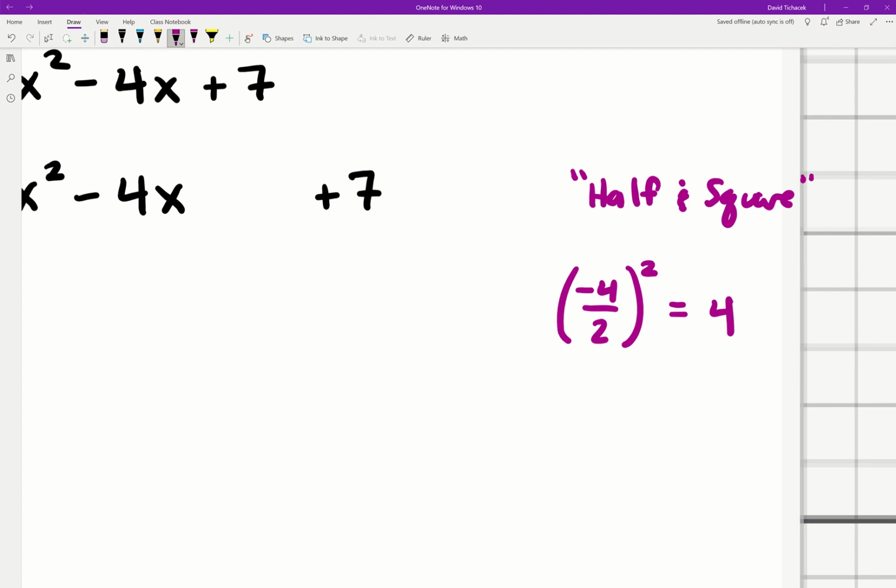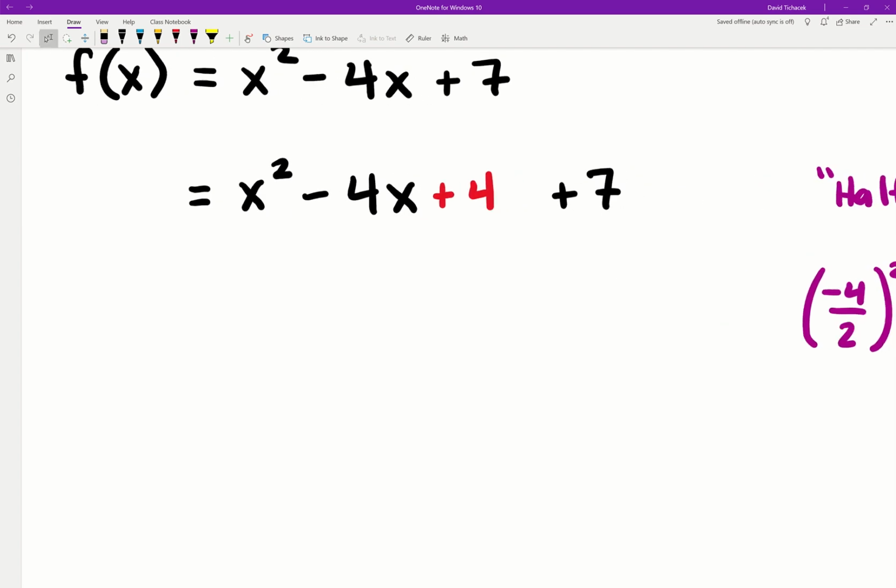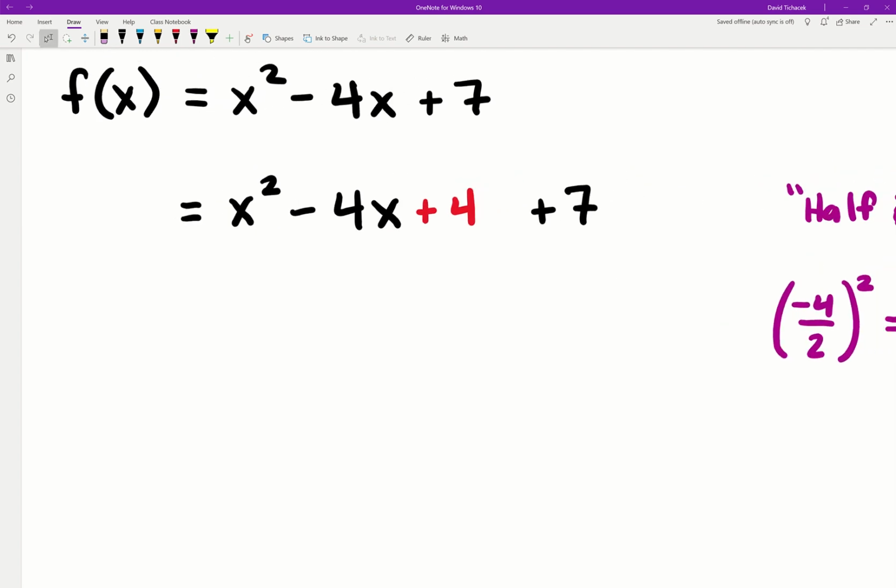So for that reason, on both sides of this plus 7, what I might do here is go ahead and say plus 4. But I can't just introduce that without changing the overall function. If I just left it at that, then this would be x squared minus 4x plus 11, because that's what 4 plus 7 is. So what I need to do is introduce this plus 4, but also introduce something else so that I'm not changing the original function. So if I introduce a plus 4, then on the very end of this, I'll introduce a minus 4 to keep things maintained and not change what I was originally given.